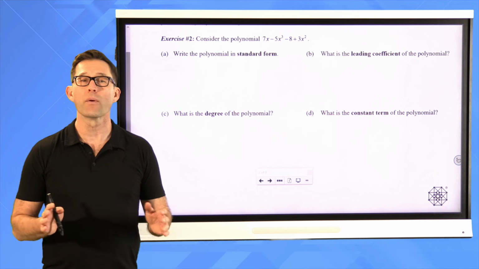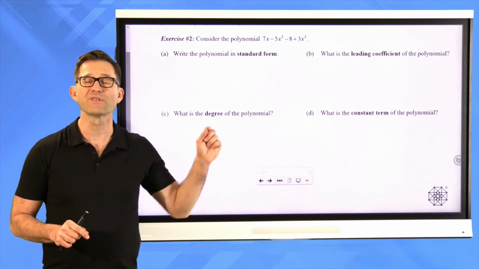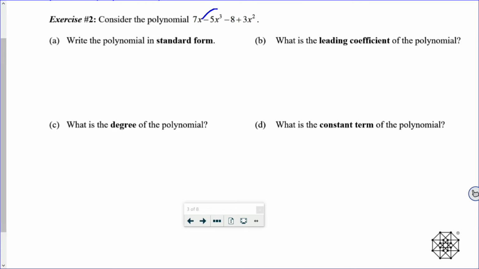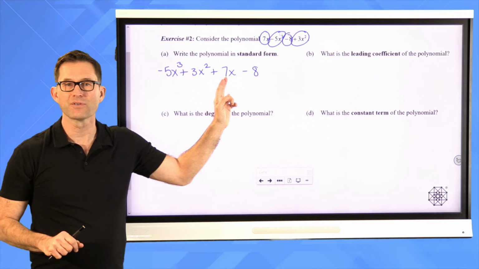All right, well, remember, in standard form, a polynomial is written such that its powers decrease from the highest down to the lowest. Now remember, we got to bring our sign with us. So the highest powered term is negative 5x to the third. Then we've got plus 3x squared. Then we've got plus 7x. And then we've got minus 8. Right? So we've got x to the third, x to the second, x to the first, and then no x's at all.